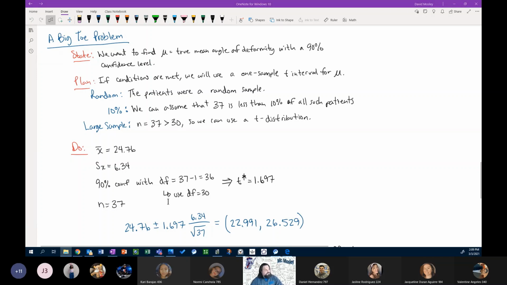We find the interval. Right, we start with x bar 24.76 plus or minus t star 1.697 times s sub x divided by square root of n, 6.34 divided by square root of 37. When we subtract the margin of error, 1.697 times 6.34 divided by square root of 37, we get 22.991. When we add the margin of error, we get 26.529, and that is our interval. Make sure you're finding an actual interval. If you get one value as your solution, you've missed part of it. You need a lower value and an upper value. Those make up the boundaries of your interval.